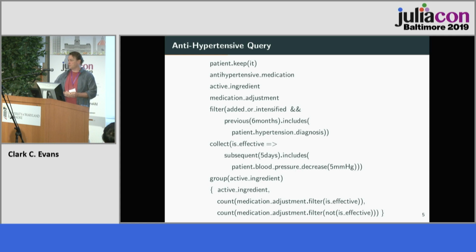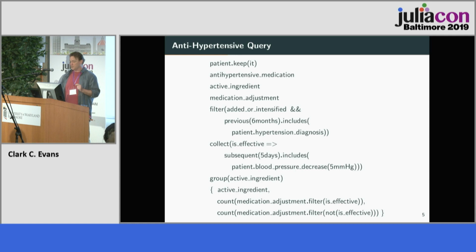So this starts off with patients and it's saying, for each patient, keep it because I might need the patient later. But for this patient, go through their antihypertensive medications, compute the active ingredients for those medications, then figure out when they've adjusted, when they've gone up or down. Then for each one of those, I only want to see medication adjustments that have been added or intensified, and that the previous 6 months includes a situation where the patient has a hypertension diagnosis.